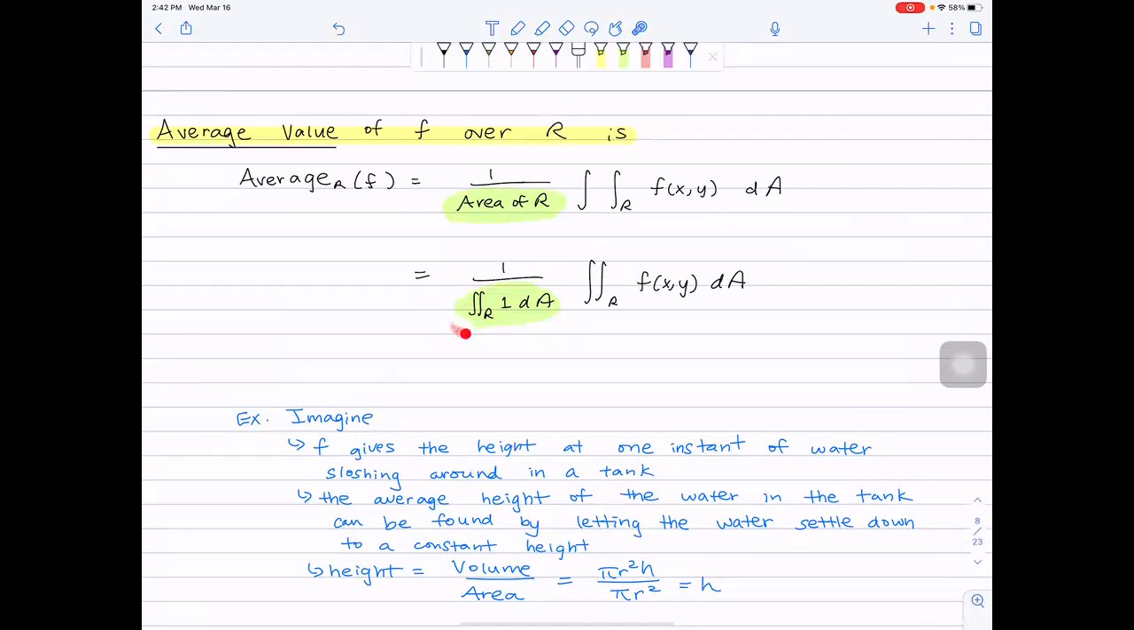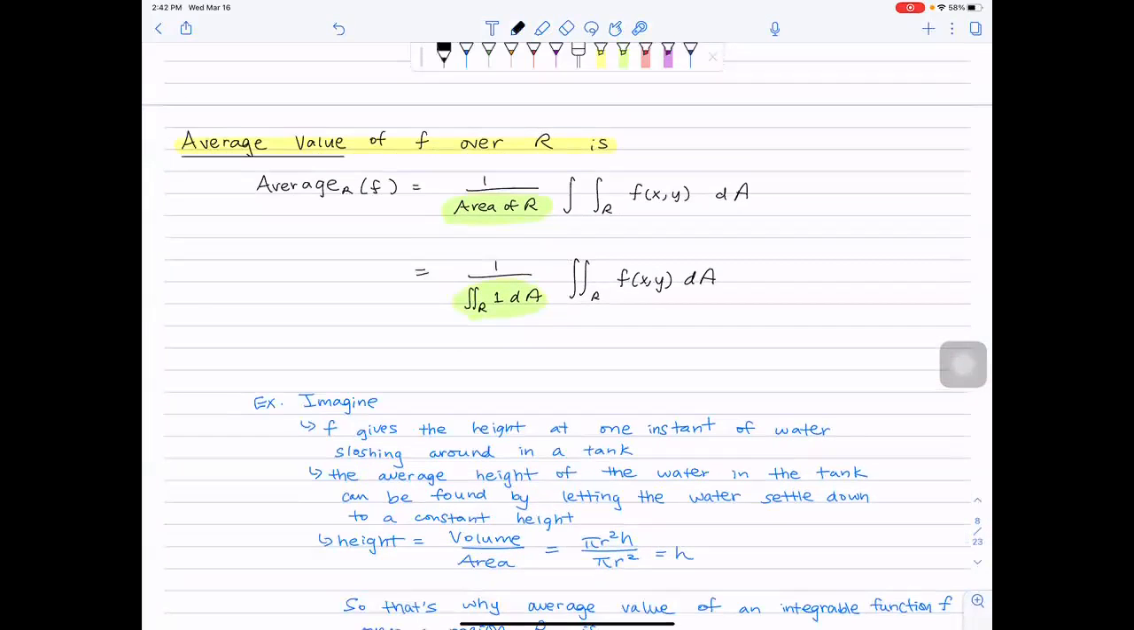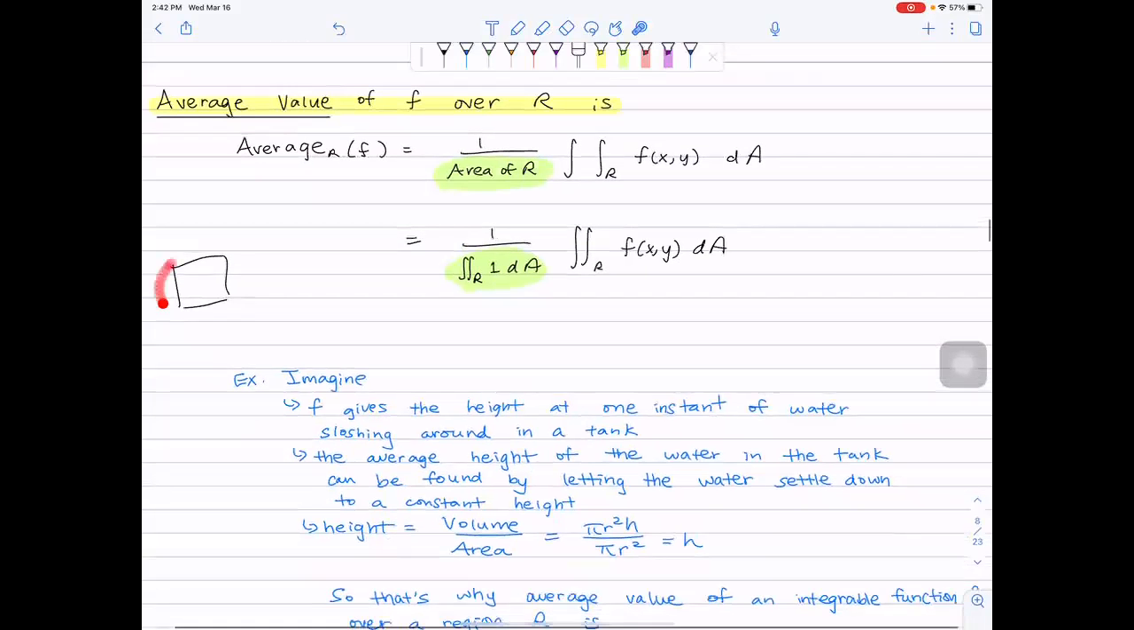So sometimes if the region they give you is a square, then you could do this double integral of 1, take the integral, etc. Or you could recognize that geometrically it's a square and just do the length times the width. That will save you some time instead of actually computing out the integral.